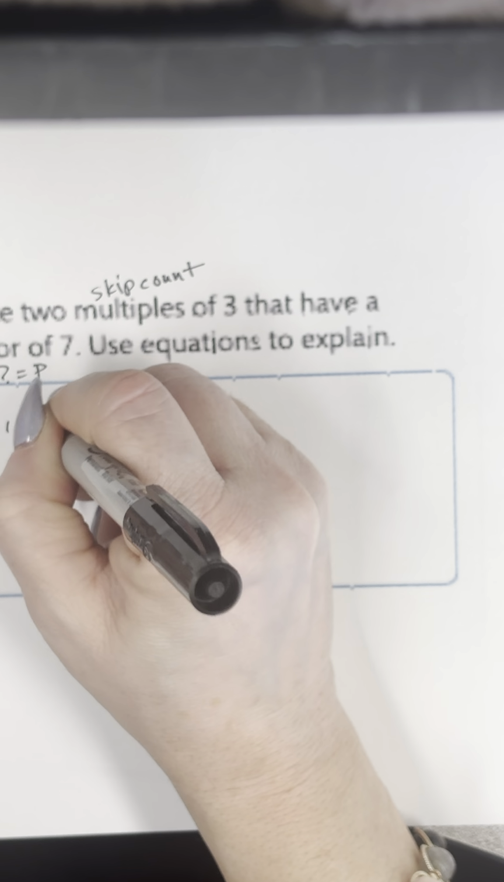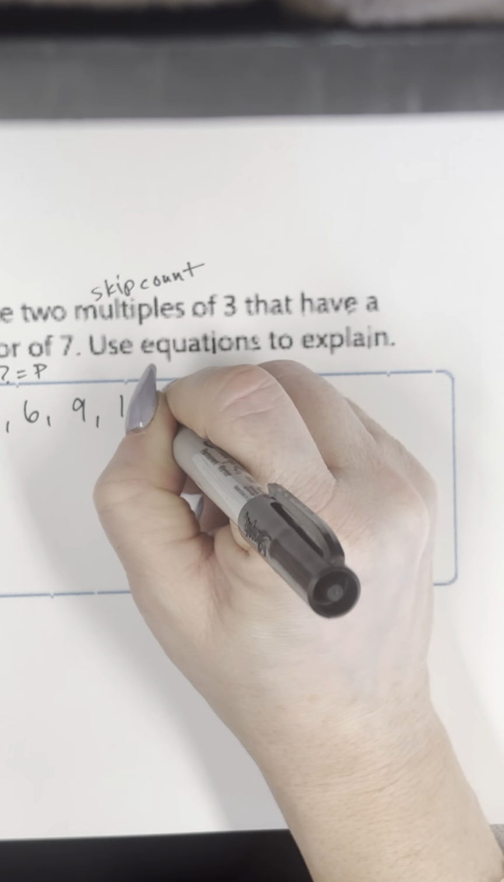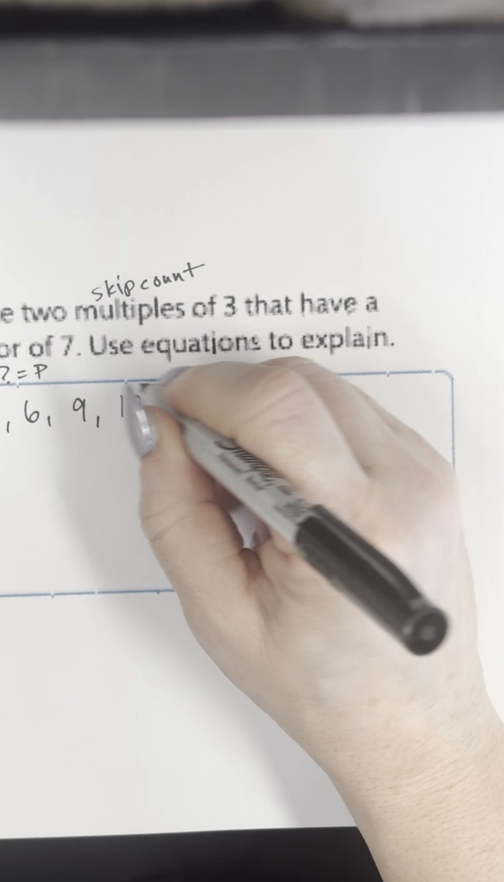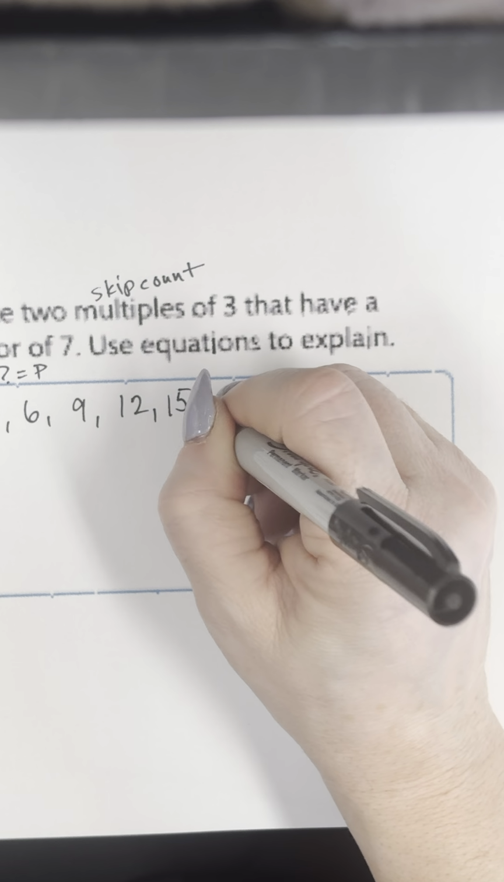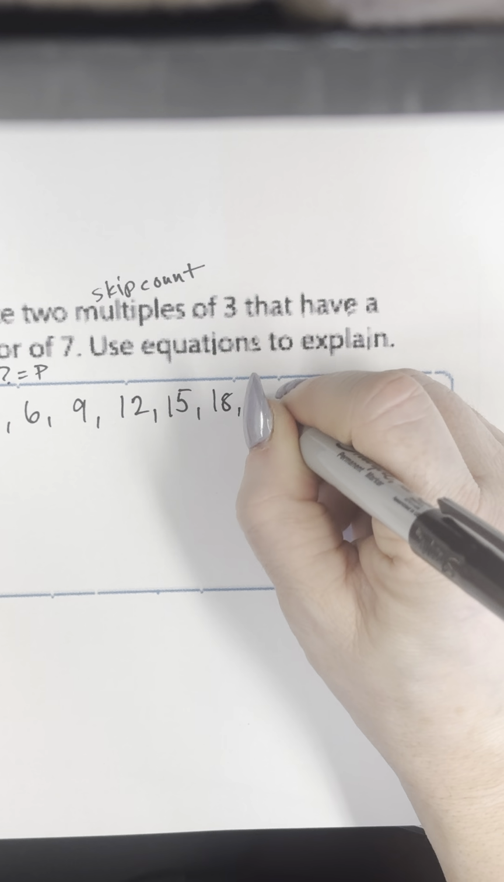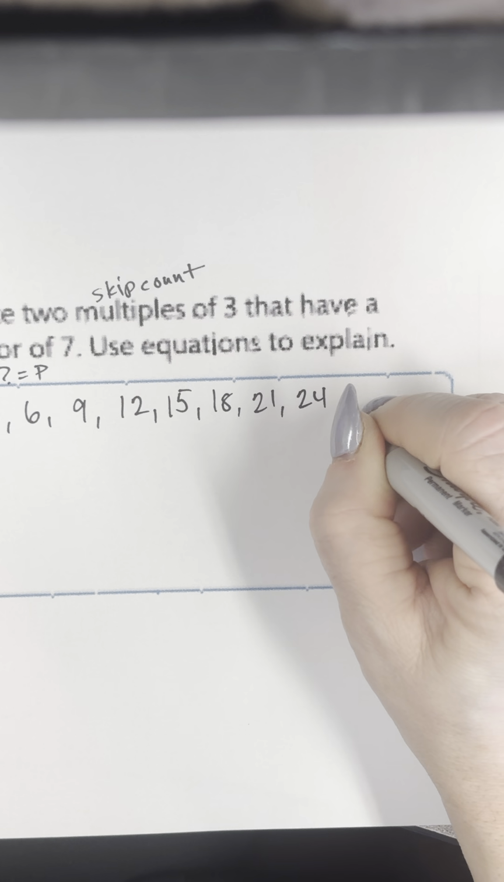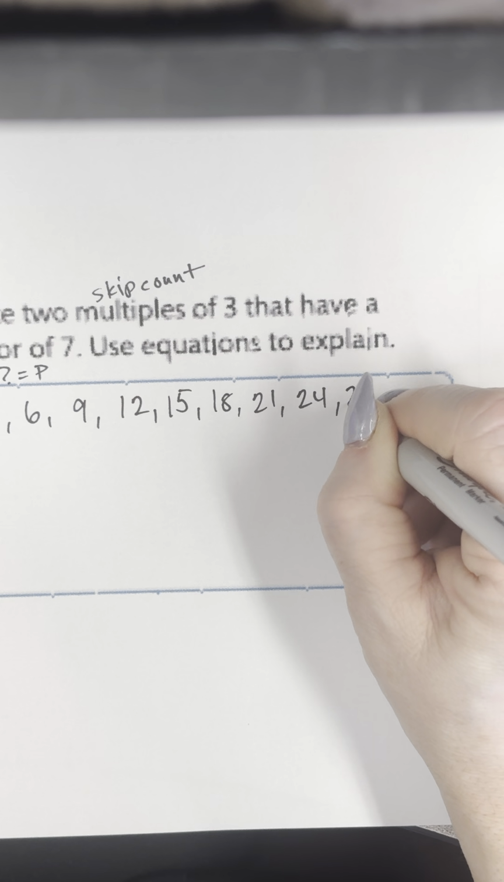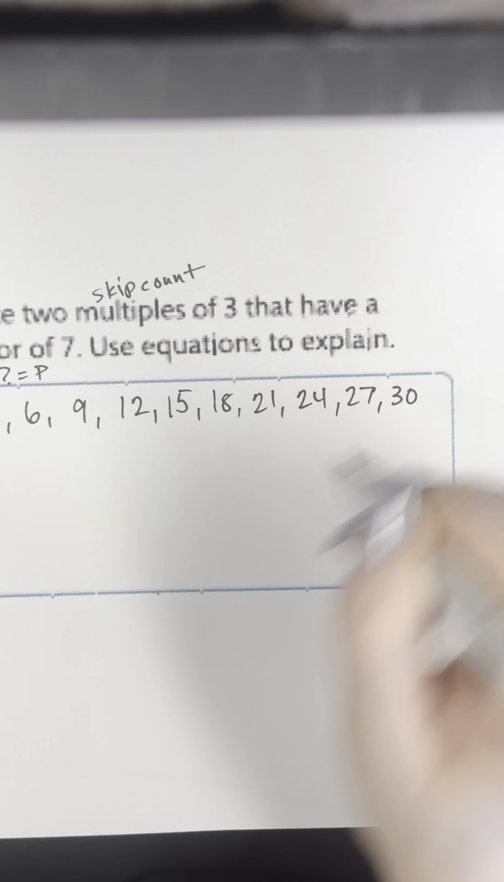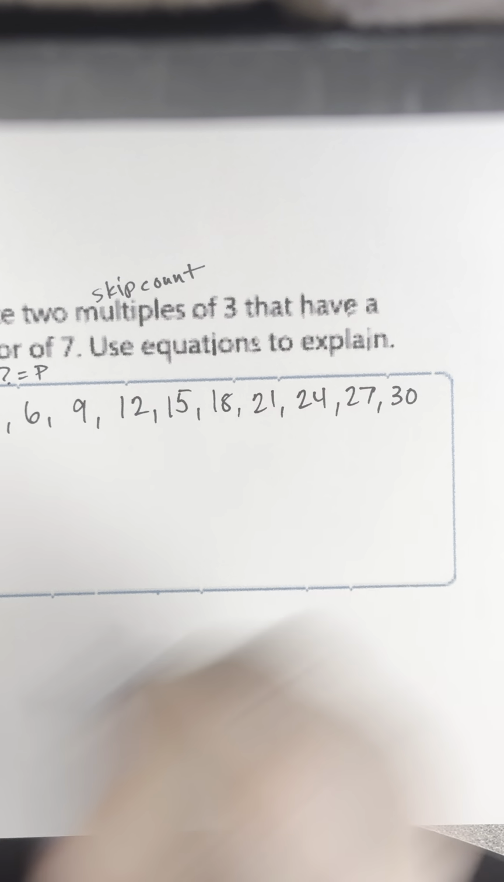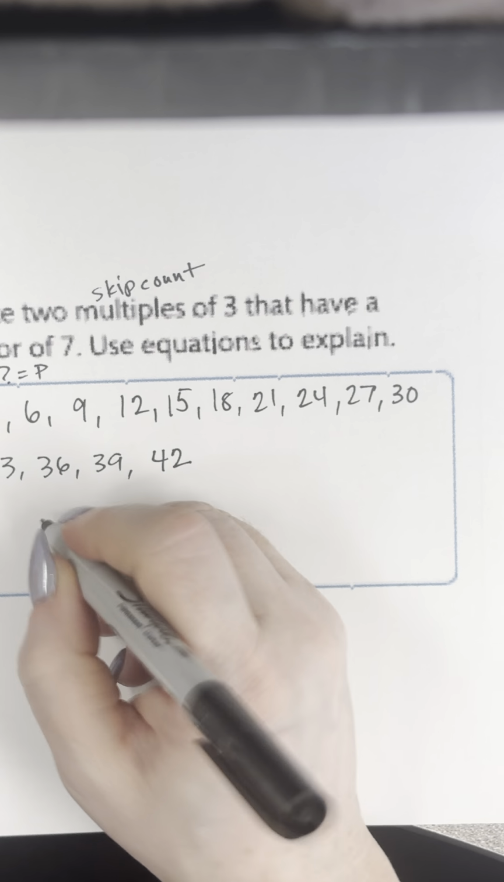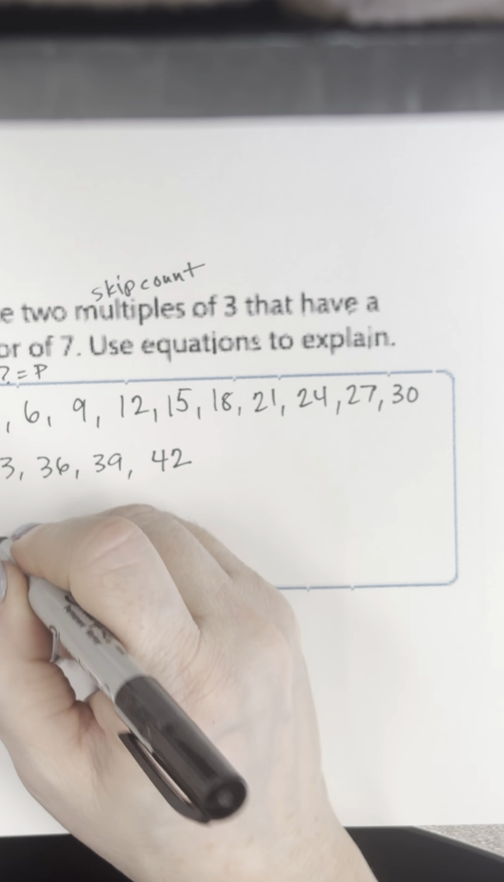3, 6, 9, 12, 15, 18, 21, 24, 27, 30. Okay, I'm going to keep going. 33, 36, 39, 42. Write 2 multiples of 3 that have a factor of 7. So now I'm going to write out my 7 times table.